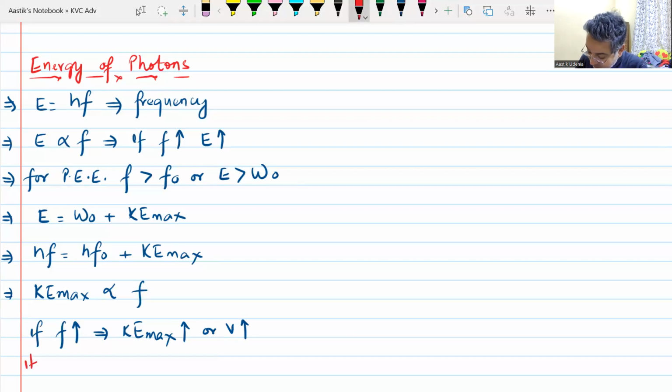Yes. It has no effect on current. Yes or no? Yes, sir. It has no effect on current. It will only change the maximum kinetic energy of the electrons which is falling, and this F must always be greater than F naught. Do we understand this?